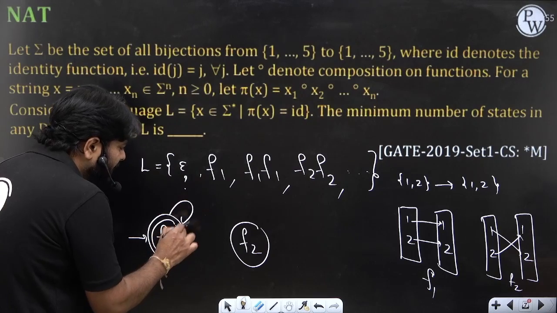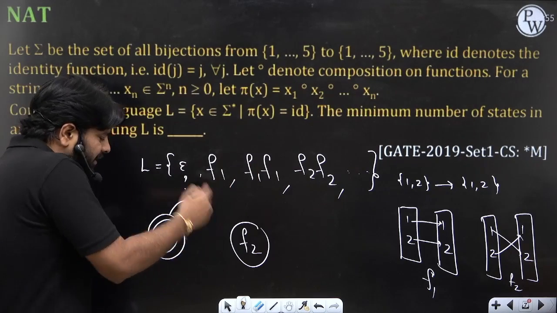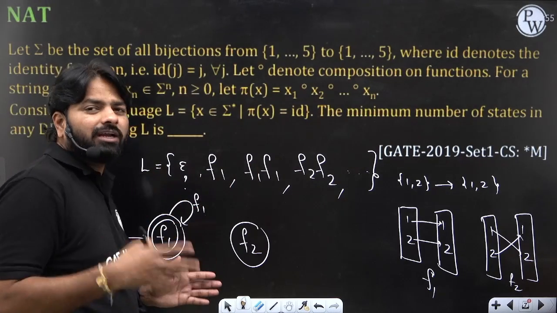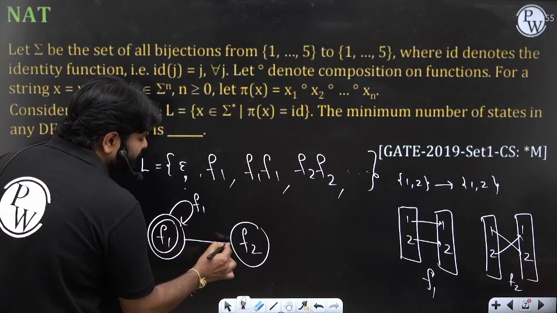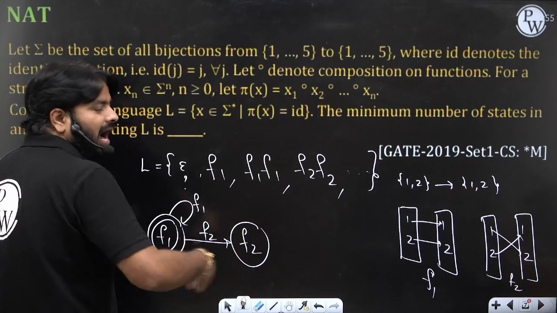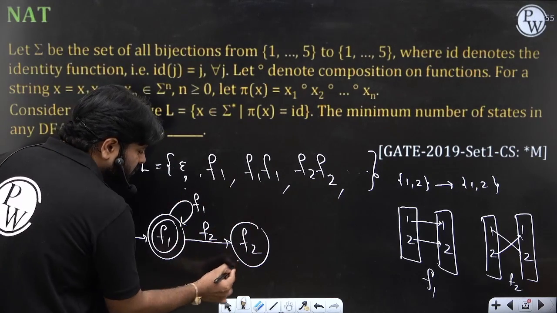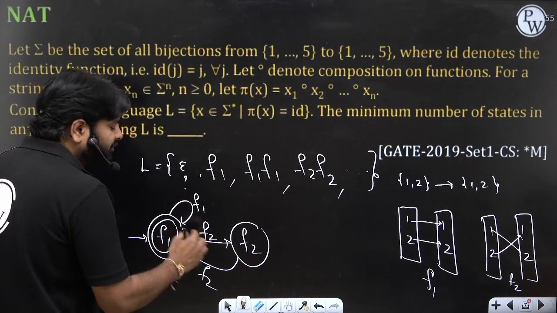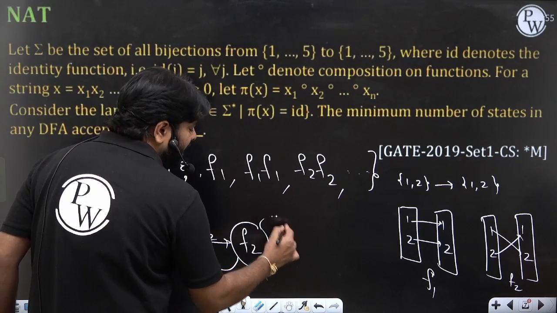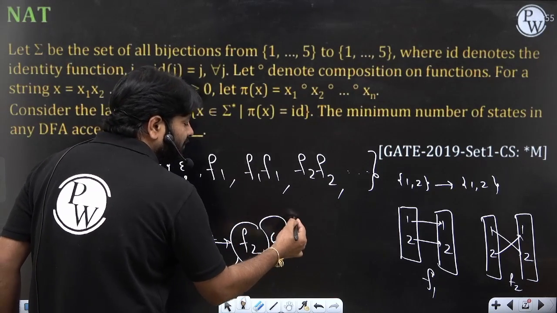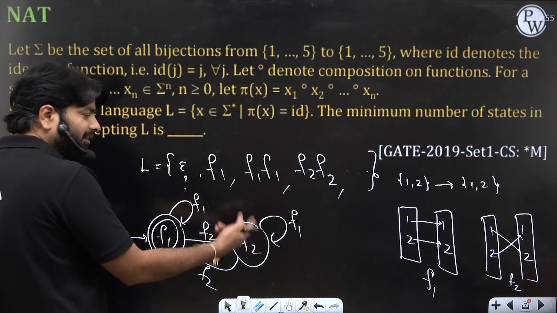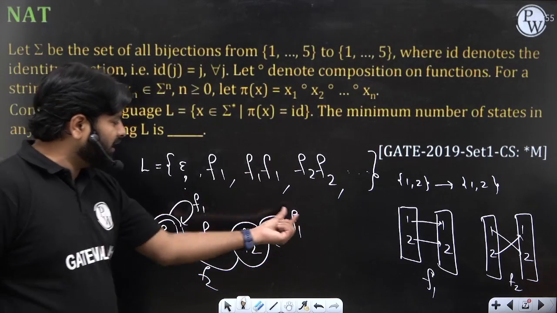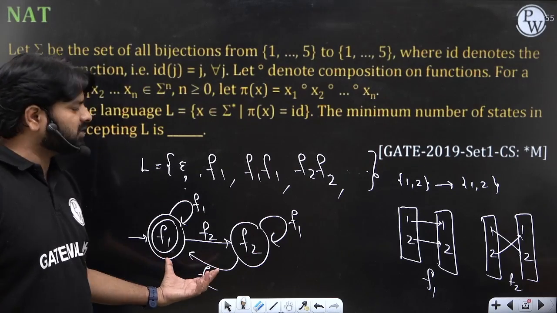On f1 there is a self loop, because for any sequence of f1s you stay here, since id composed with id always gives id. But f1 followed by f2, or only f2, you get f2. And f2 followed by f2 again, you come back to id. And f2 followed by f1, that is f2 followed by id, you will get f2 only. So this is your machine.